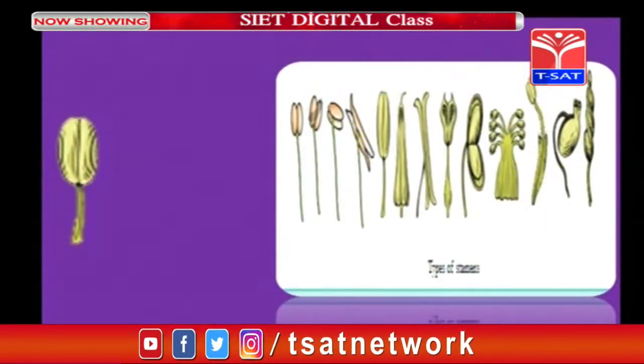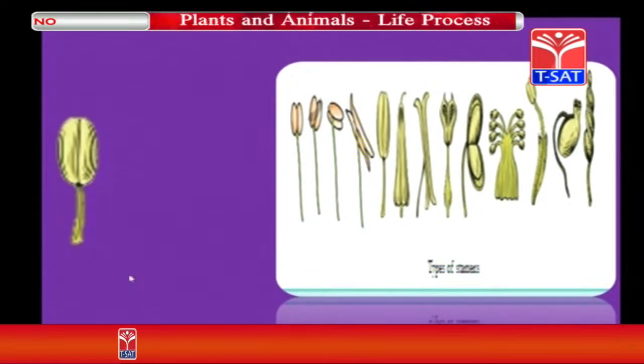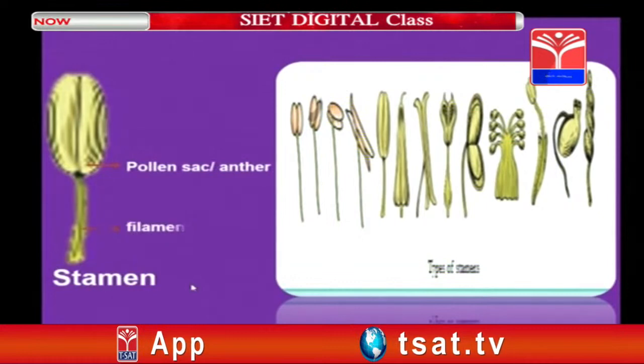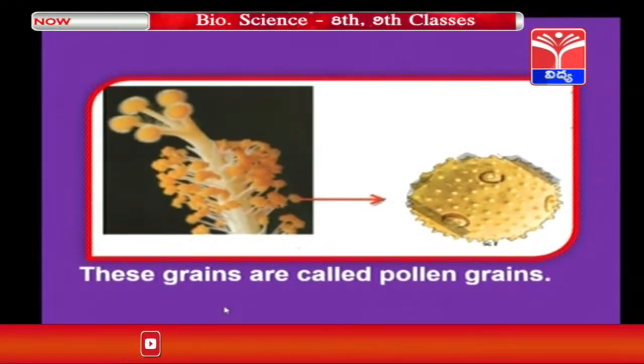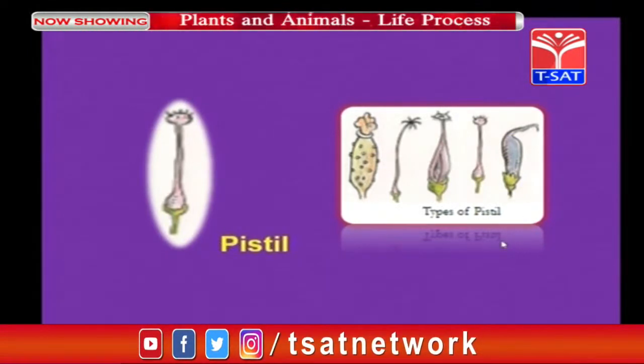These are different types of stamens present in different flowers. This is the male part of the flower, and it contains two parts: the pollen sac or anther, and the filament. The pollen sac contains pollen grains, which are microscopic in nature. You can see the different types of pistils present in different flowers.